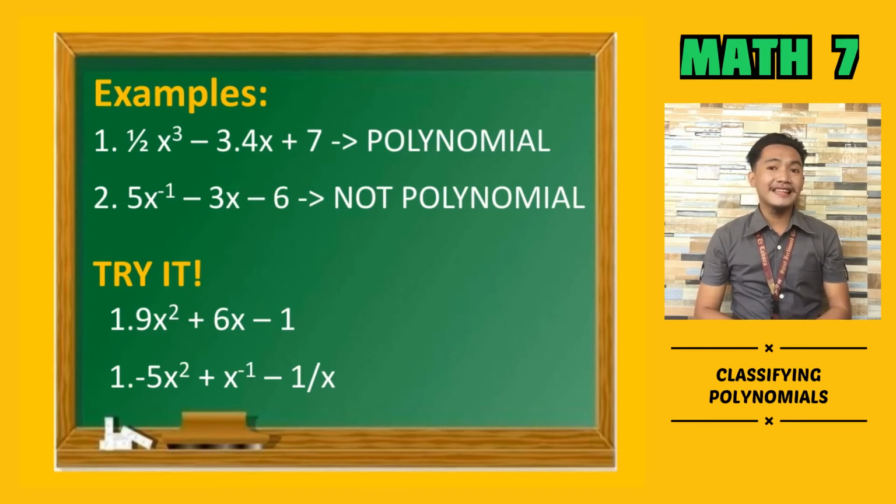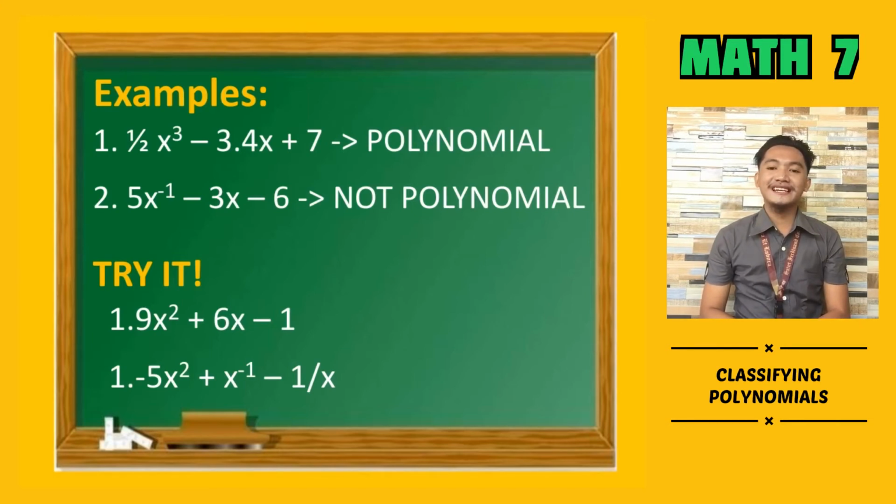Alright, is 9x squared plus 6x minus 1 a polynomial? Very good, it is a polynomial. How about negative 5x squared plus x raised to negative 1 less 1 over x? Exactly, it is not a polynomial. What made you decide that it is not a polynomial? Alright, it has a negative exponent and it has a variable in the denominator.